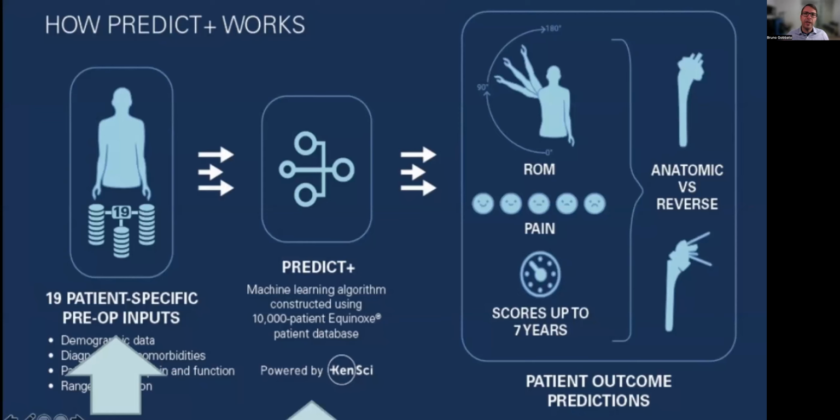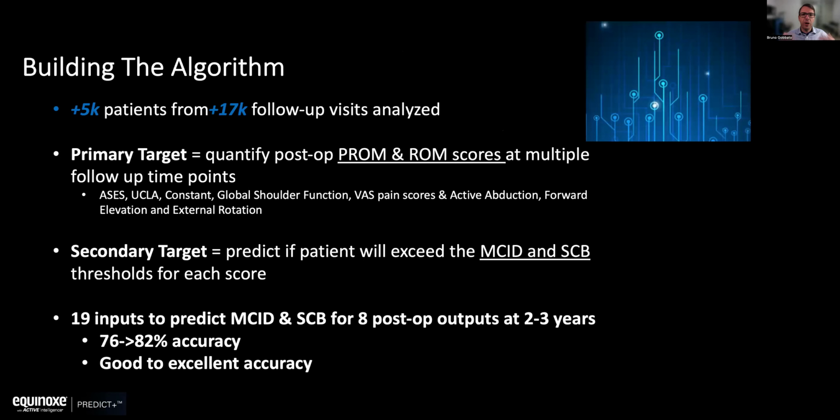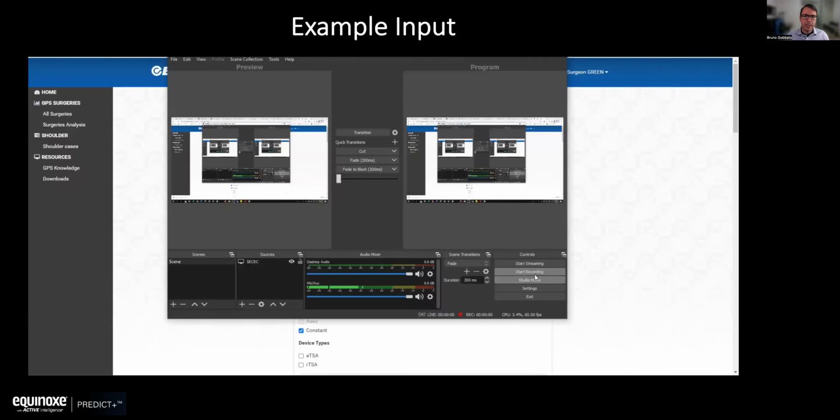be after a total shoulder arthroplasty. With 19 inputs, with 19 pieces of data that we give the machine learning, we can understand how the patient will be in the future with a reverse and an anatomic total shoulder. We did this with lots of data from a single implant. It's the Exactech Equinox implant.